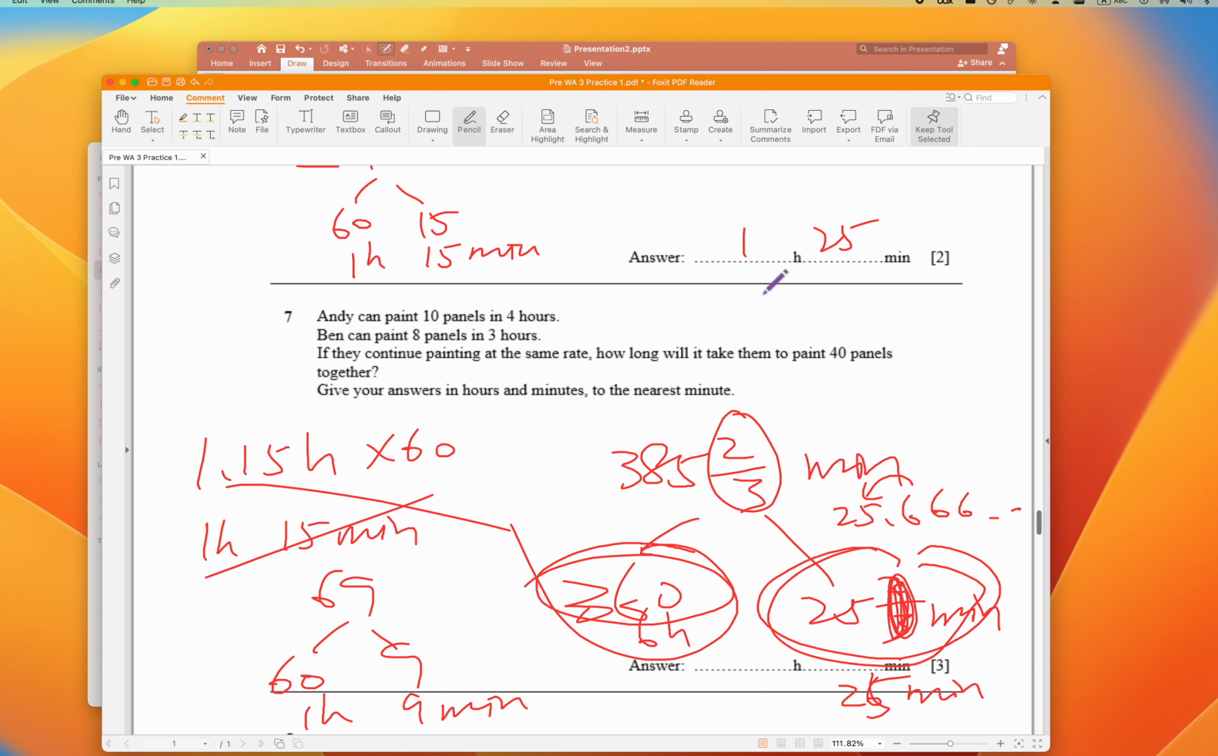So what if they ask for hour, minute, and seconds? So you have 6 hours, 25 minutes. The 2/3 will take care of the seconds, which is 40 seconds, because 2/3 times 60 is 40. If they ask. Okay, we take a break.